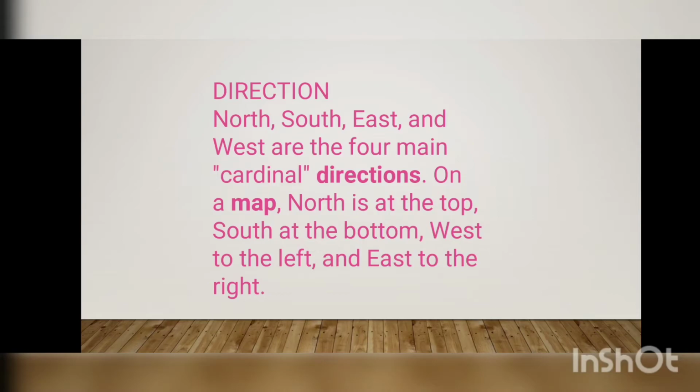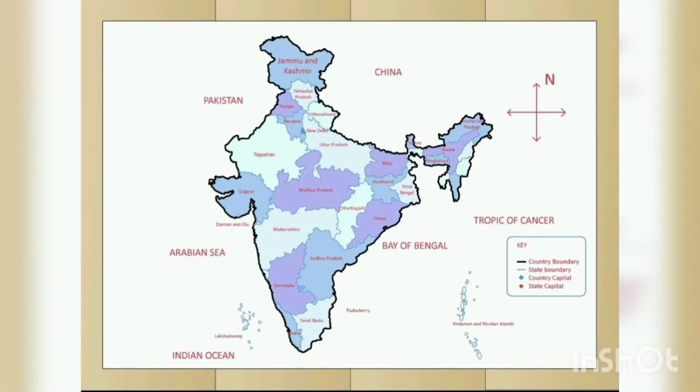Now look here, there is a map given. It's a map of India, and in the map they have already given you a compass rose that is pointing to the north. So if someone asks you what are the neighboring countries of India to the north, then you can say Pakistan, China. To the south of India, at the southernmost tip, which ocean is there? You can say Indian Ocean.